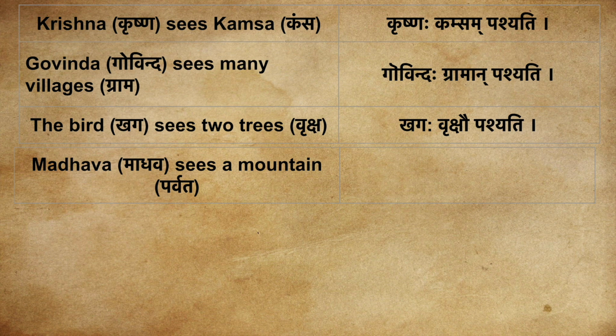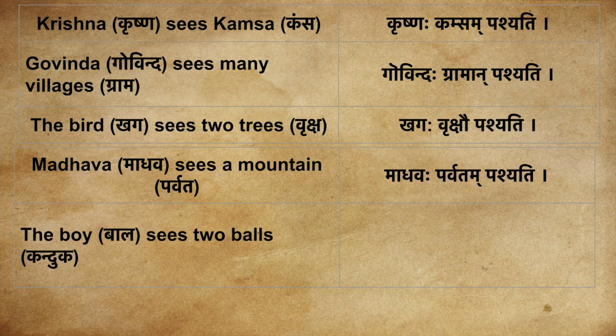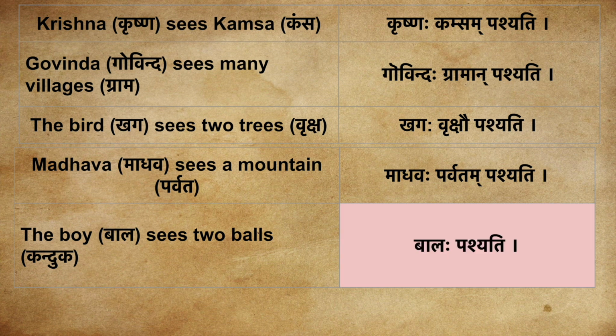Madhava sees a mountain. A mountain denoting just one mountain. Madhavaha pashyati. Madhavaha kam pashyati. Madhavaha parvatam pashyati. Ramam, parvatam. The boy sees two balls. Balaha pashyati. Balaha kam pashyati. Balaha kandukau pashyati. Ramam, Ramau. Kandukam, Kandukau pashyati.